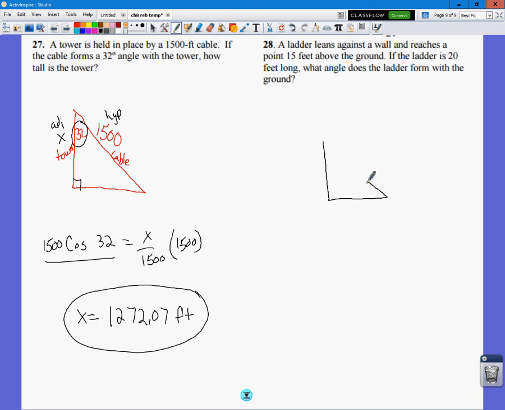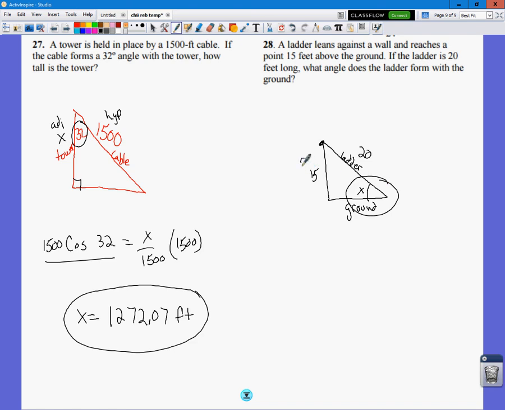A ladder leans against a wall and reaches 15 feet above the ground. If this is the ground, this is 15 feet above the ground. And it says the ladder is 20 feet long. Well, this is my ladder, and it said it was 20 feet. What angle does the ladder form with the ground? This is what they're looking for, this angle of elevation.